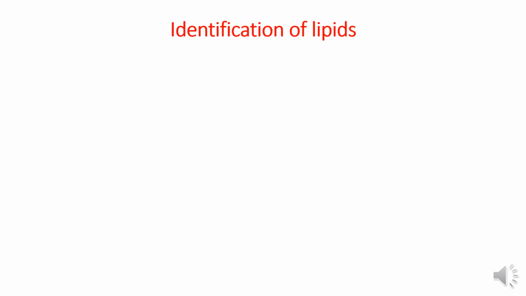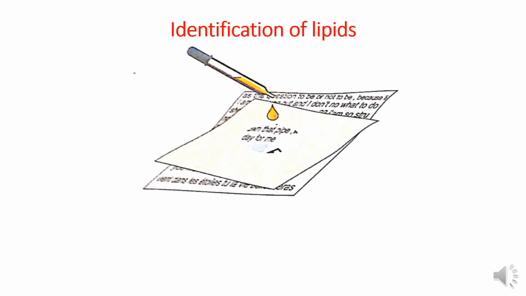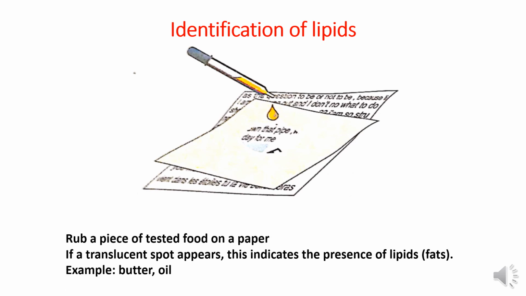Another test to identify the presence of lipids. Rub a piece of the tested food on a paper. If a translucent spot appears, this indicates the presence of lipids, like butter and oil.